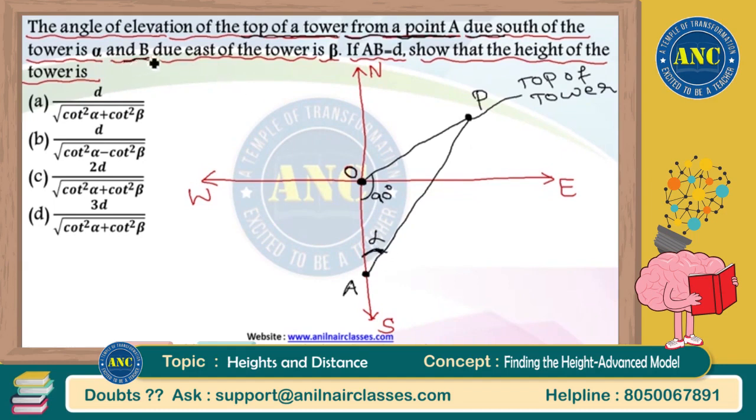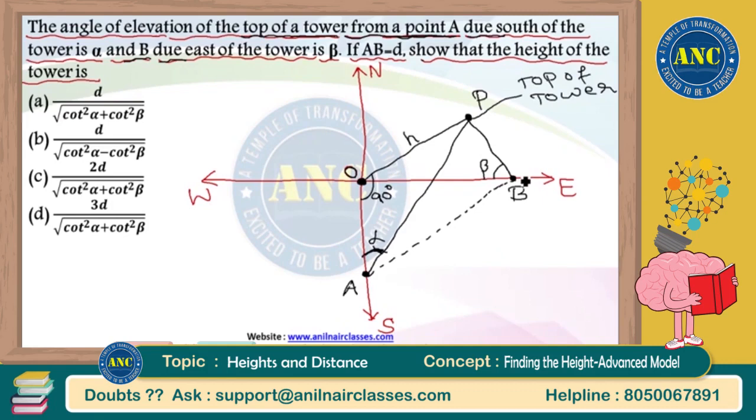And there is a point B due east of the tower, and the angle of elevation there is beta. This is what they are saying. The question is, show that the height of the tower is how much? Height of the tower is what we are interested in finding. Let me call the tower OP, and the height I will call H. H value is only what we are interested in finding. Let me join these 2 points A and B for our problem solving.